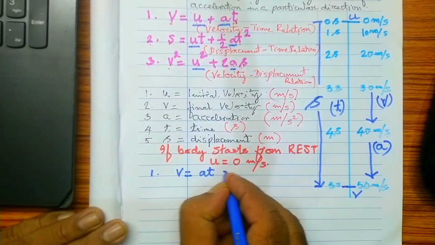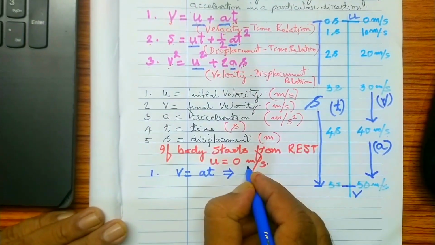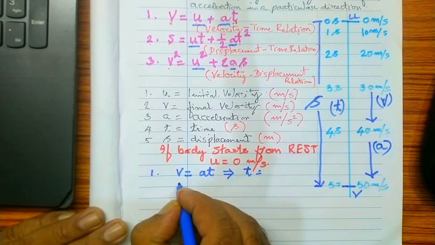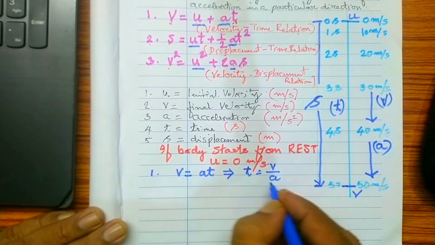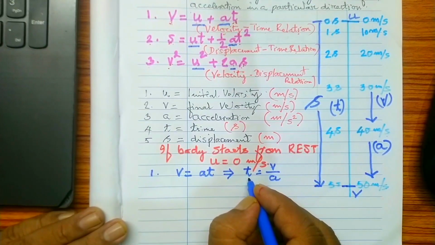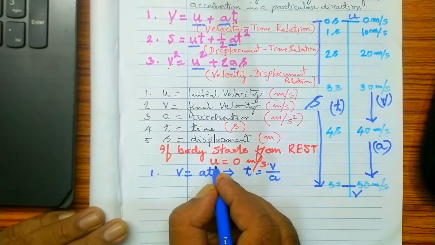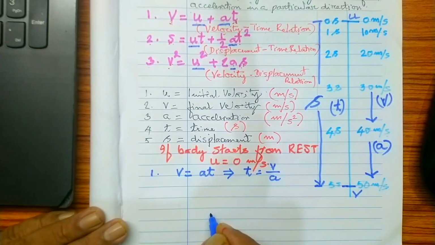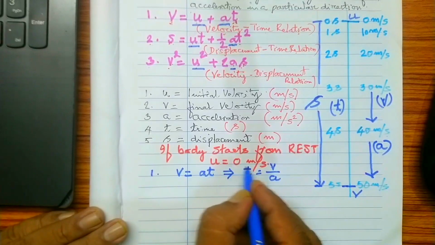From this we can say that, transposing the equation, t is equal to v by a. If you bring a this side, it will go to the denominator, it is v by a. I mean to say, using this equation we can calculate the time. Time is velocity by acceleration, provided initial velocity is 0. We are doing all these equations for initial velocity 0.